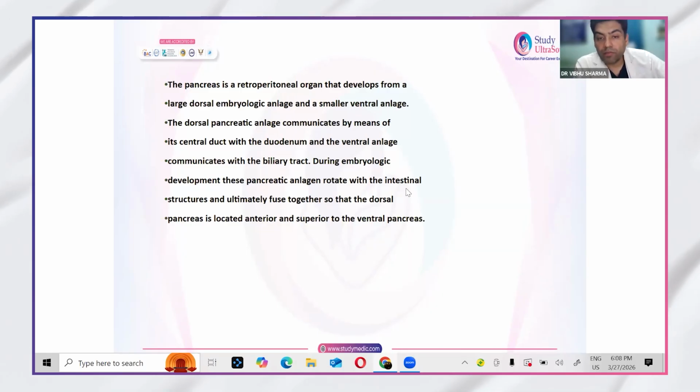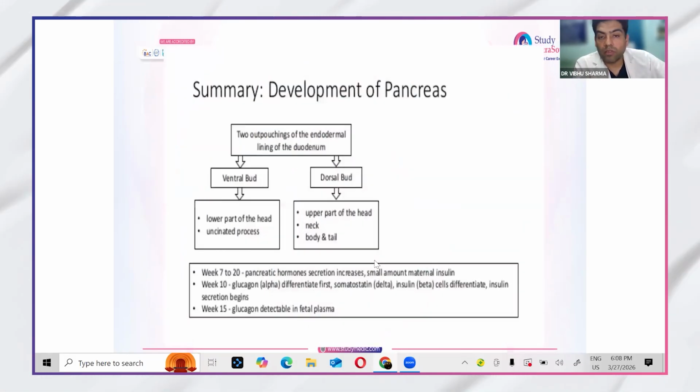They rotate with the intestinal structure and ultimately fuse together so that the dorsal pancreas is located anterior and superior to the ventral pancreas. As we see, the embryology is important because that's how the ducts develop. So this is the summary for development of pancreas.